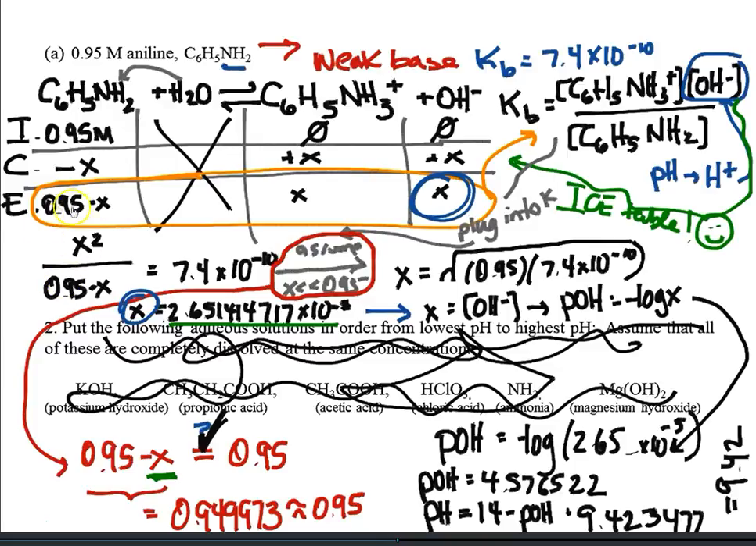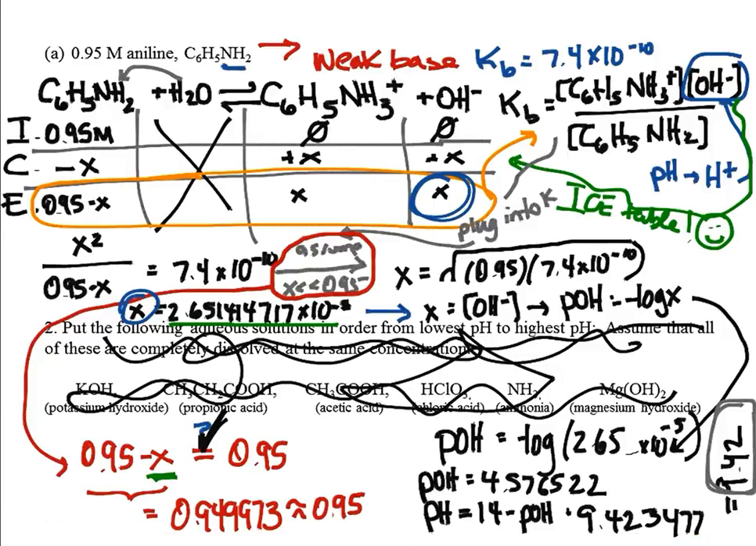That's because the numbers we're given are 0.95, and 7.4 times 10 to the minus 10 is Kb. And so in our math up here where we did the square root, the product here has 2 sig figs times 2 sig figs, which is going to give us 2 sig figs. The square root will still be 2 sig figs. So our x value is accurate to 2.6 times 10 to the minus 5, which means we have 2 digits after the decimal point, and that is our pH.